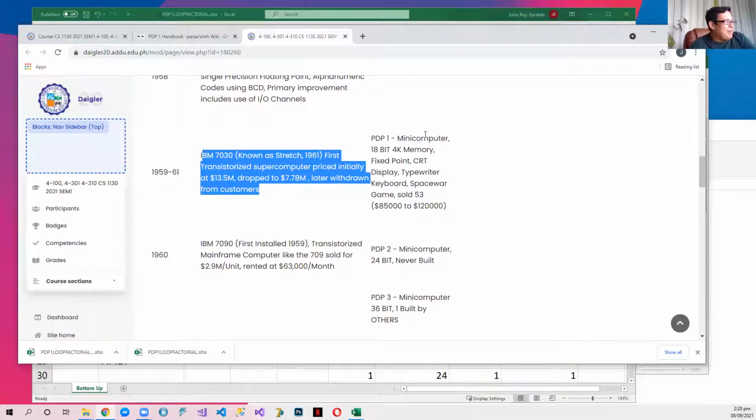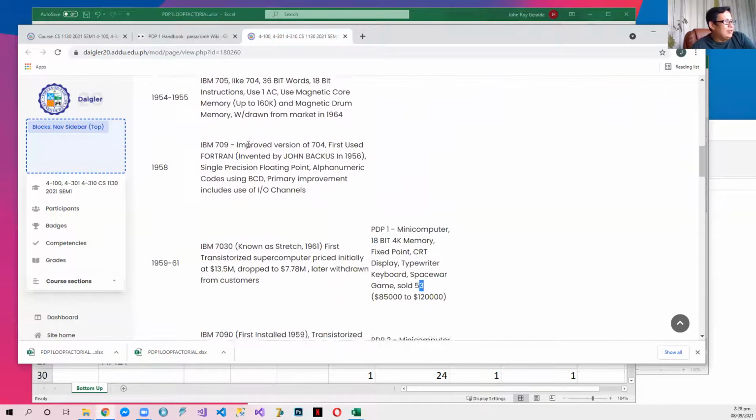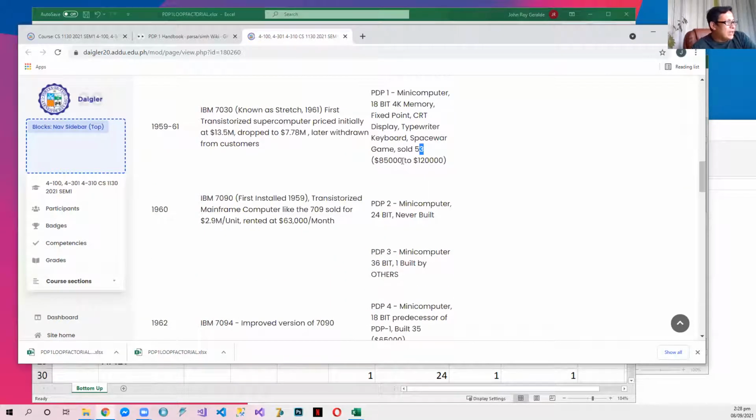At the same time, PDP released their first PDP-1 mini computer, which was very successful. They sold 53. Imagine, IBM only sold 19 for its first computer, and they were selling it very cheap. Way cheaper than IBM, and that's why they dominated the market.